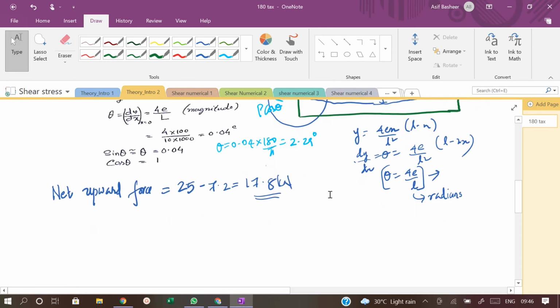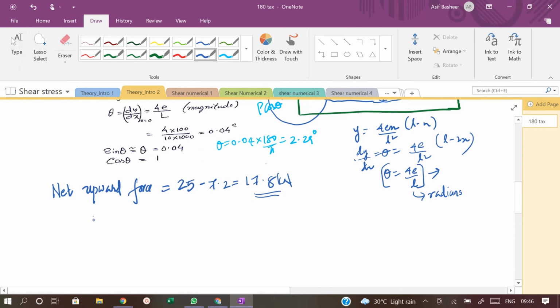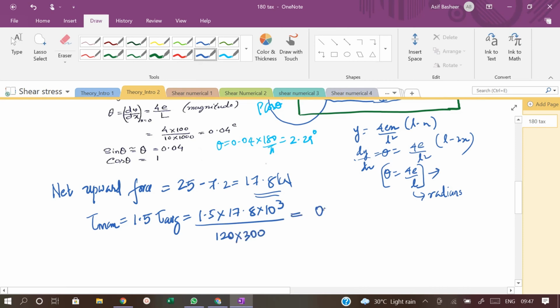As a result, now I can write the tau maximum also changed. That is tau maximum is 1.5 tau average. That value you will get as 1.5 into, now the new net shear force acting is 17.8, that is 17.8 into 10 raised to 3 divided by 120 into 300. You will get this value as 0.74 Newton per mm square.